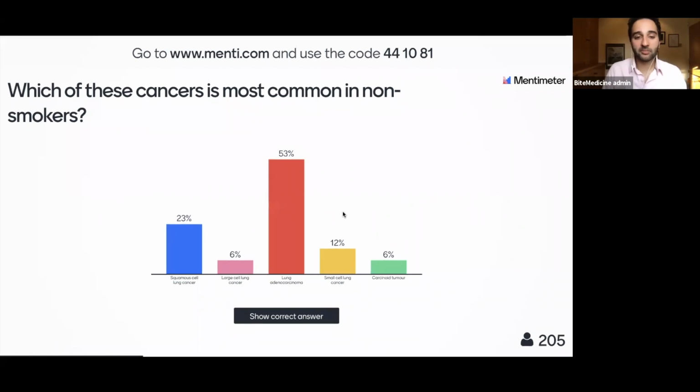Okay, a little bit of a split. But the majority of you are saying adenocarcinoma. Absolutely right. Lung adenocarcinoma is the most common type of lung cancer in non-smokers. So that's just a good fact for you to remember. It comes up really, really commonly in exams. And carcinoid tumors are neuroendocrine tumors, which often occur in the GI tract, but can also occur in the lungs. Good.